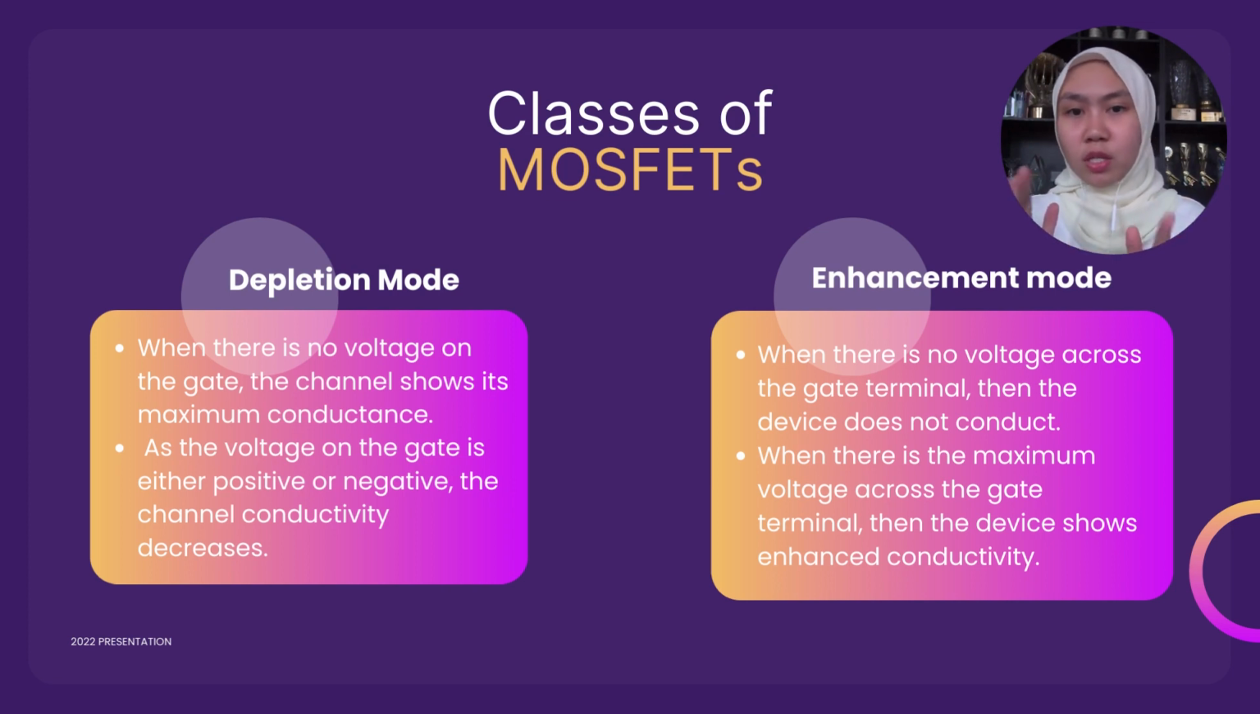In depletion mode, when there is no voltage on the gate, the channel shows its maximum conductance, and as the voltage on the gate becomes either positive or negative, the channel conductivity decreases. For enhancement mode, when there is no voltage across the gate terminal, the device does not conduct. When there is maximum voltage across the gate terminal, the device shows enhanced conductivity.